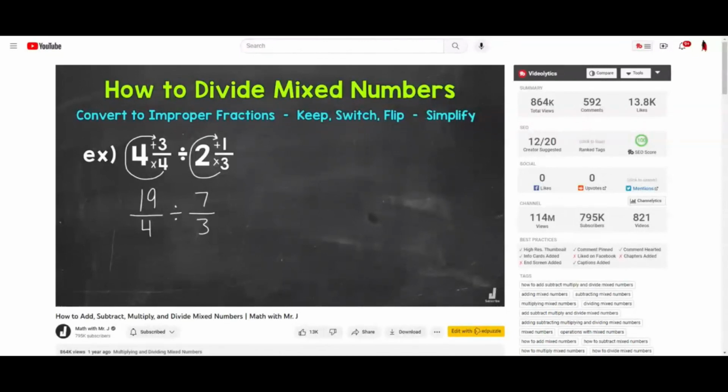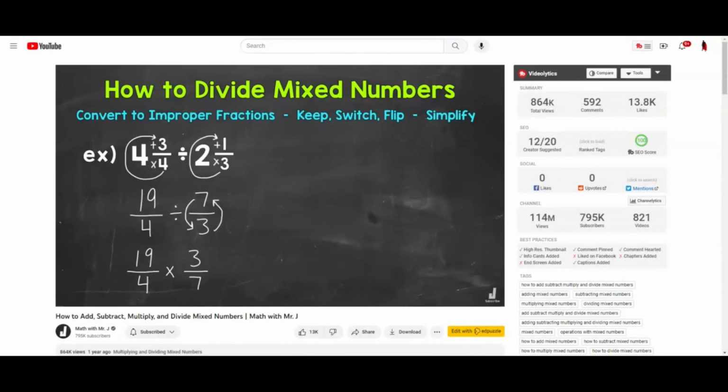So let's keep our first fraction here, our first improper fraction, so 19/4. Then we switch or change our division to multiplication, and then we flip our second improper fraction here. So the denominator becomes the numerator, and the numerator becomes the denominator. This is called the reciprocal. So we have 3/7.